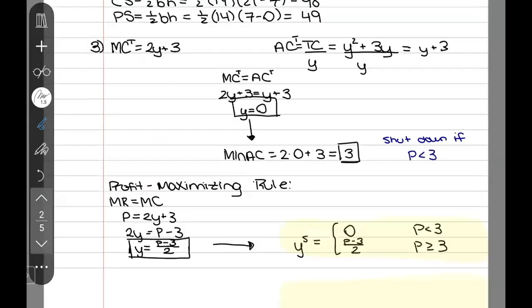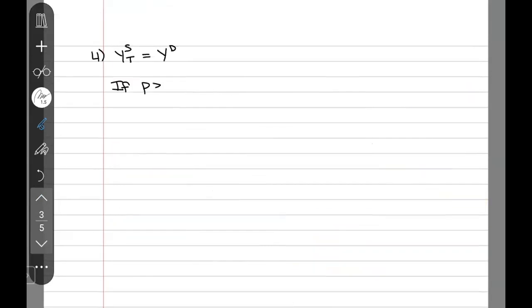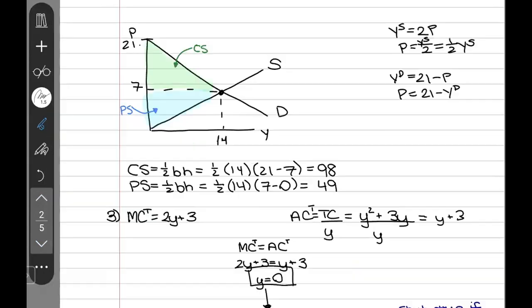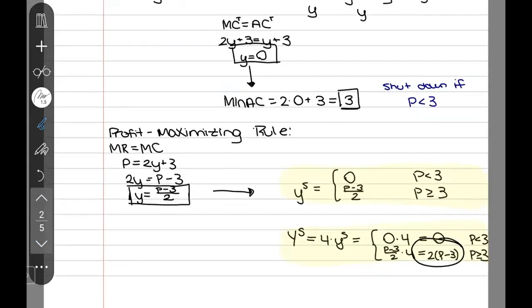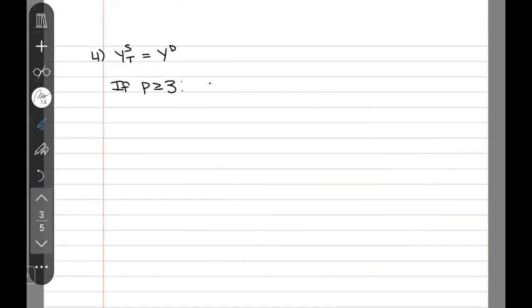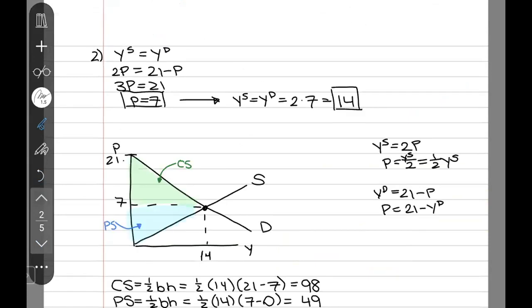So we had y supply, and I'm just going to put again the T for the tax. Demand was not affected. So if price was bigger, I think we said, than 3. Yeah, bigger or equal to 3. We had a supply function, which was 2 times p minus 3. So I'm just copying this portion. And then we're going to make it equal to the demand function, which hasn't changed. And the demand function was, I think, 21 minus p.